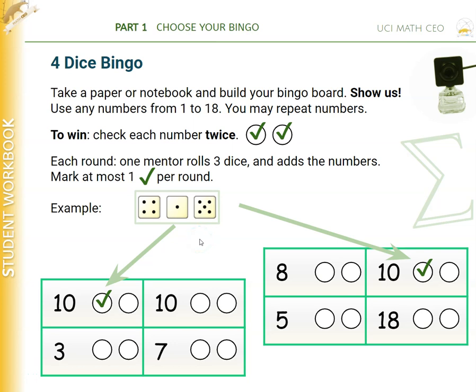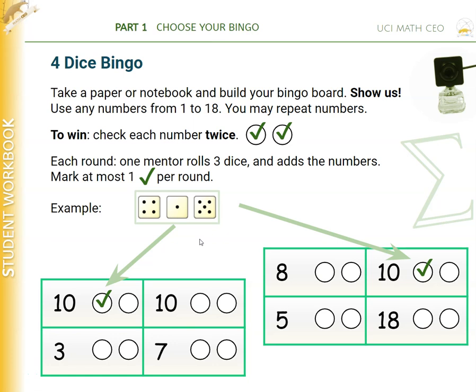Hello mentors, let's explore the dice bingo. You and your students take a paper or notebook and build your bingo board. It's important that students actually show you the board using the webcam. They can use any numbers from 1 to 18 and they may repeat numbers. To win they need to check each number twice, so 8 checks total.